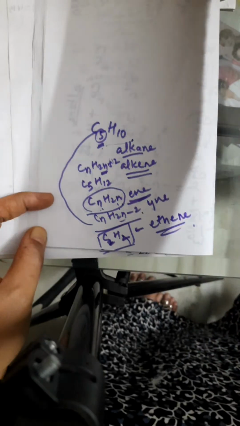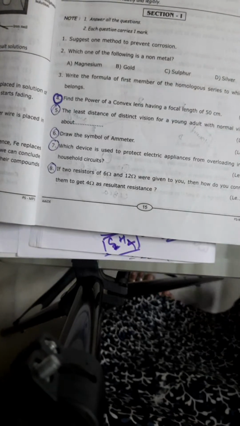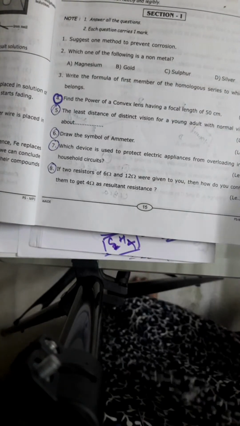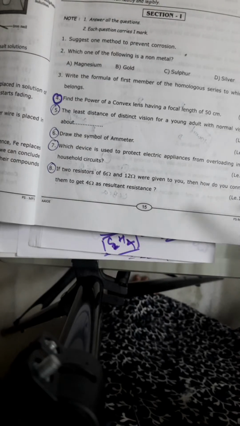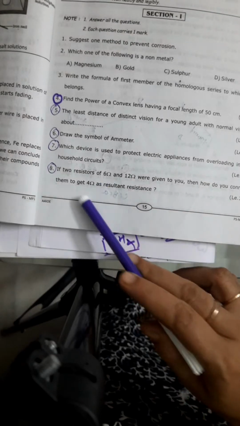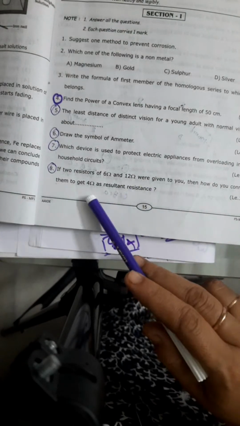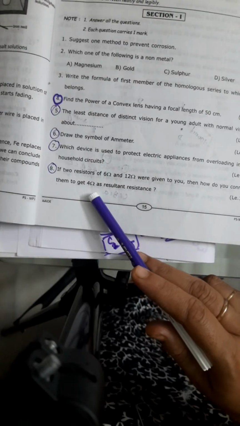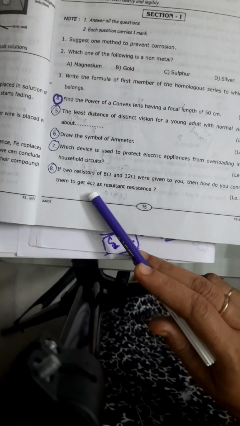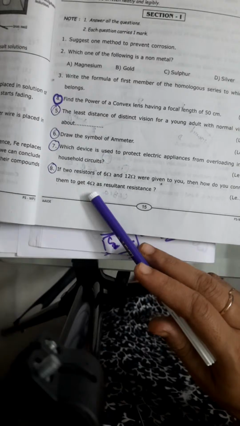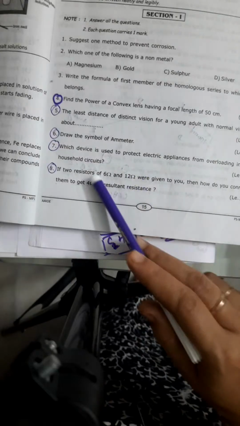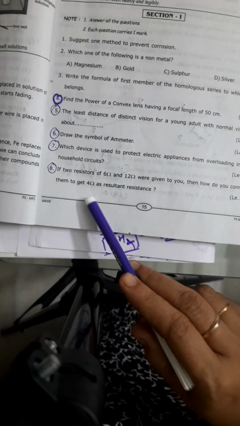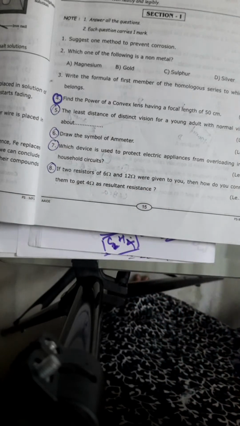Let's move on to the next question. We already covered all this, I'm not repeating. Draw the symbol of the device used to protect against overloading, the fuse, and how they are connected. If the resistance is decreased, the clue is provided in the question. For the parallel connection, the equivalent resistance is always smaller than the smallest. Here the smallest is 6. Smaller than the smallest means they must be in parallel connection. If the answer is greater than the greatest, we go for series connection.